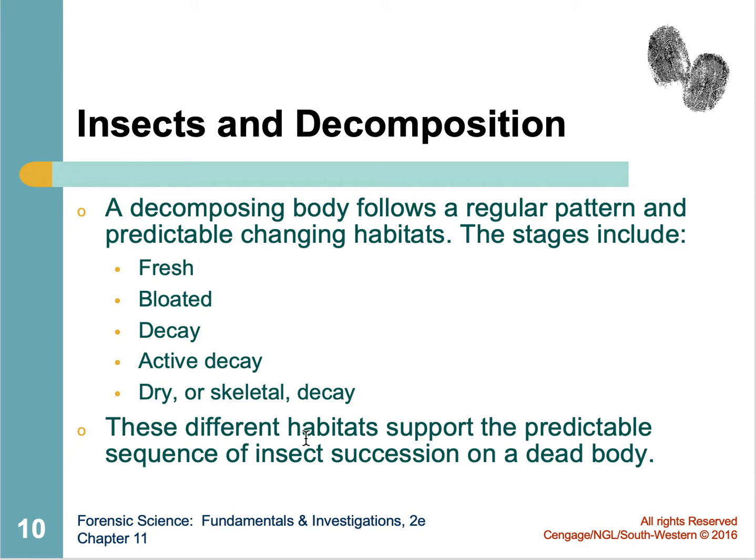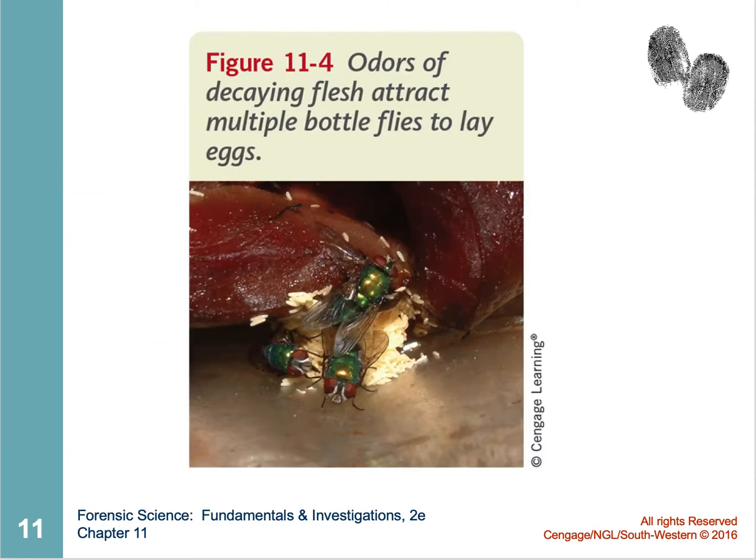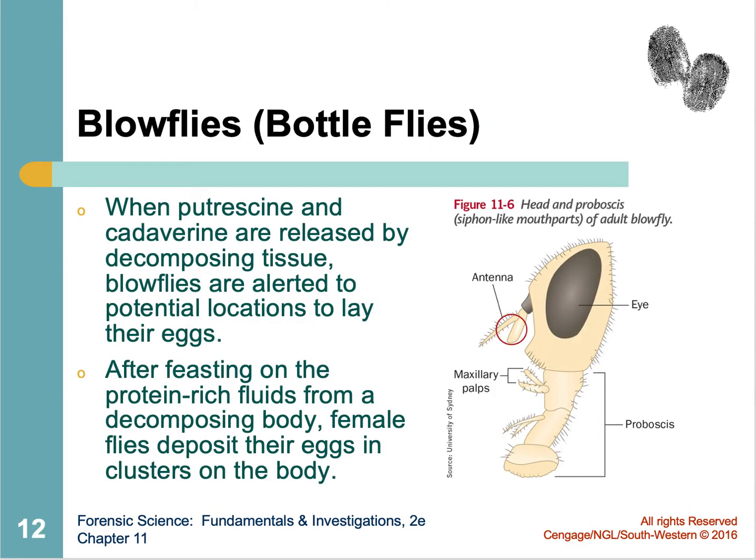So that's pretty much the stages. We'll go into the first part of it. I told you that flesh blowflies are going to be the most abundant. So you can see kind of an idea here of what's going on. You have multiple bottleflies, blowflies, they're the same thing. And then they're laying eggs. So let's get into blowflies. Remember, blowflies are pretty much the guideline to what is going to be used.